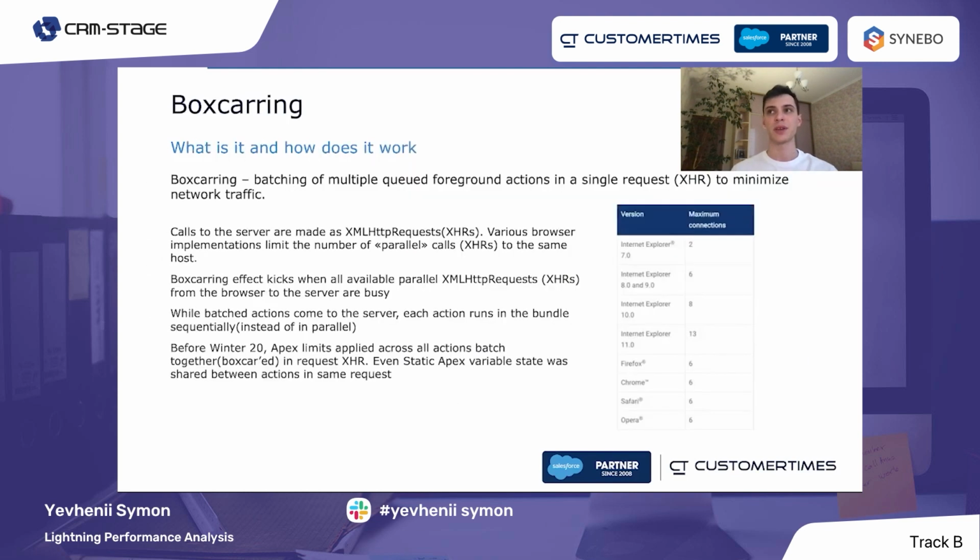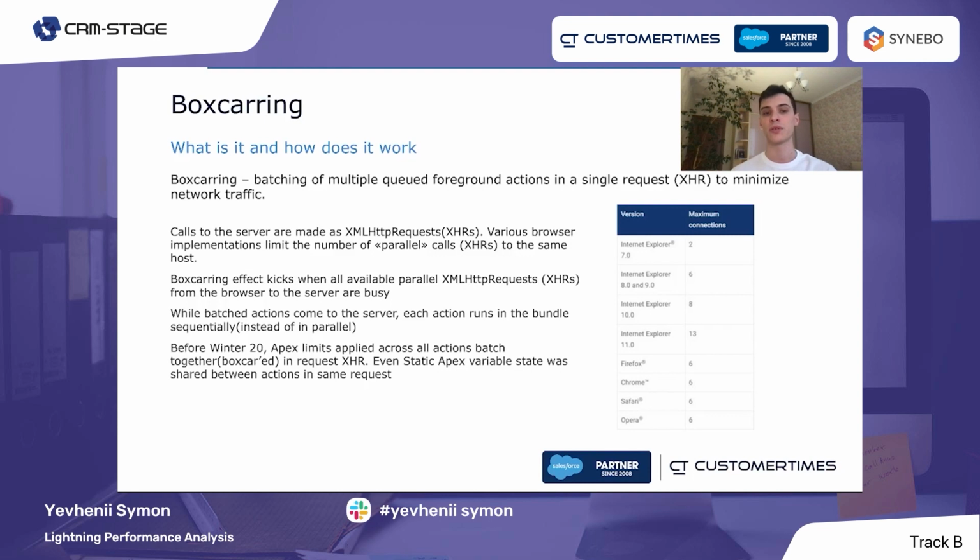This number shows us how many requests are batched into one request to the server. And this happens because of a mechanism called Boxcaring. So what is it and how does it work? Boxcaring is the mechanism of batching multiple queued foreground actions in a single request, XHR, to minimize network traffic.